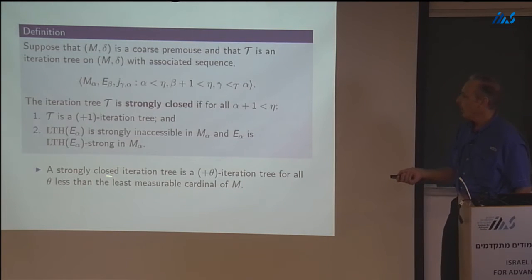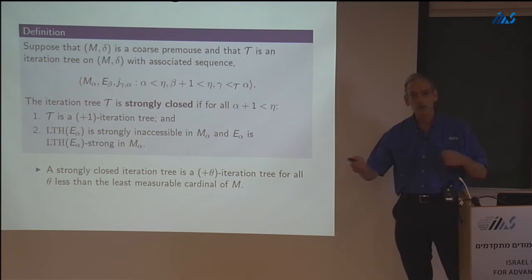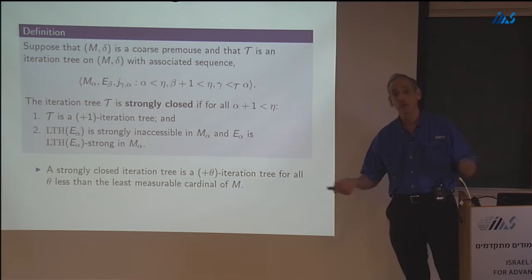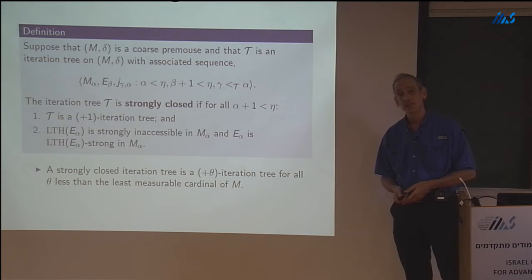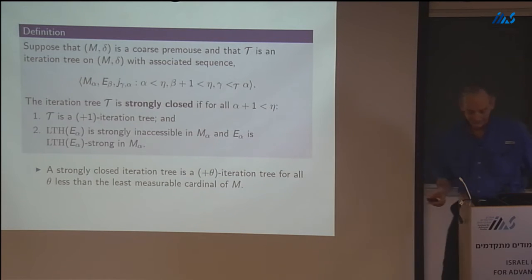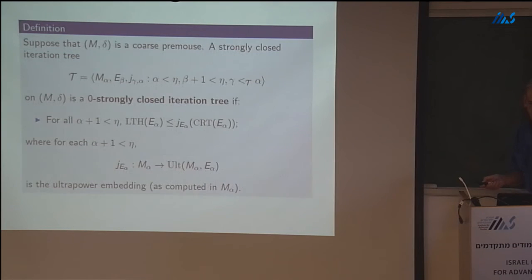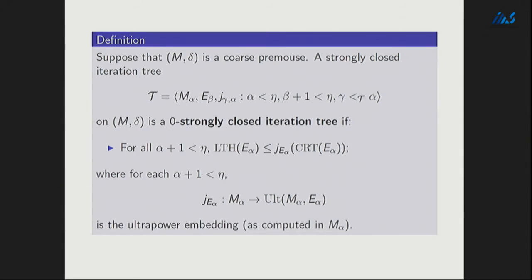Okay? A strongly closed iteration tree is actually a plus theta iteration tree for all theta less than the least measurable cardinal of M. So +1, +2, they're all equivalent for strongly closed, for these kinds of trees. And that's why it didn't really matter.